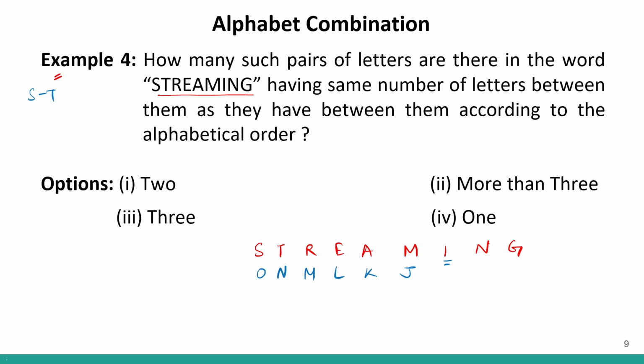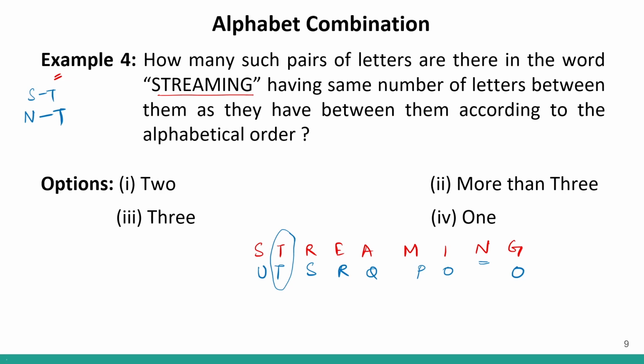Similarly, J and K. Right? No common letter. So, let us move on to N. After N, we have O, P, Q, R, S, T, U. Do we see a common letter? Yes. T is common, so the other pair will be N and T. Right? After N, we will have O over here, so no common thing.